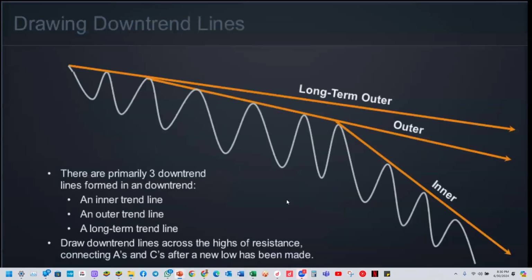When you do that, you notice, so this is what I'm trying to explain. This is your A, this is your B, this is your C, and then the market gives you D. I say join A to C. There are primarily three downtrend lines that are formed in a downtrend: the inner trend line, the outer trend line, and the long-term trend line. The first A, the first B, and the first C give you the long-term trend line.